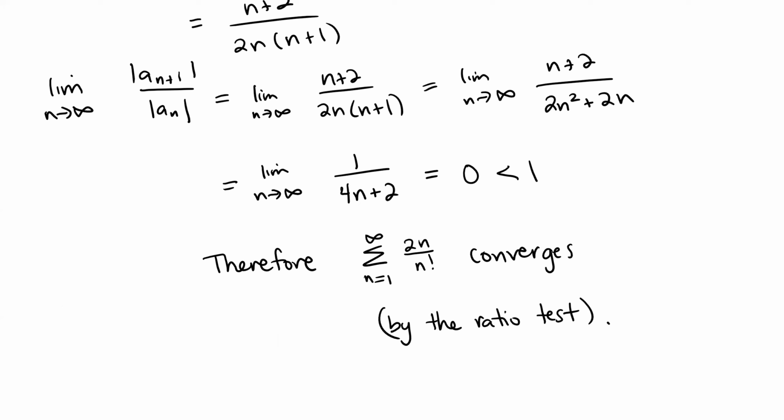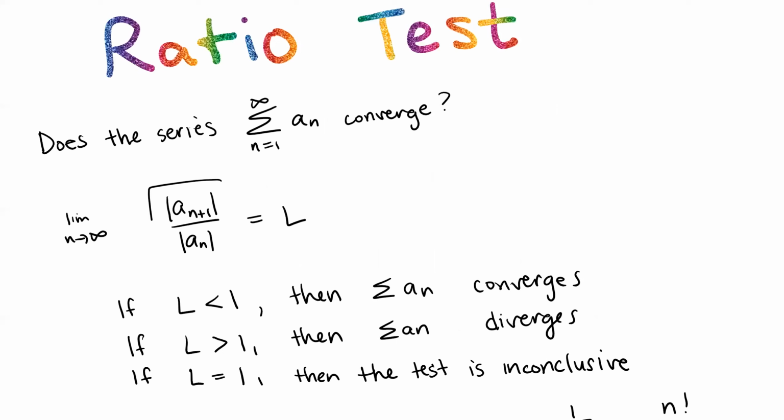All right, so remember, here's our ratio test. Look at the ratio. Take the limit as n goes to infinity. If that limit is less than 1, then our series converges. If the limit is greater than 1, then our series diverges. And if the limit is exactly equal to 1, then our test is inconclusive, and you'll need to use a different sort of test to figure out whether the series converges or diverges.